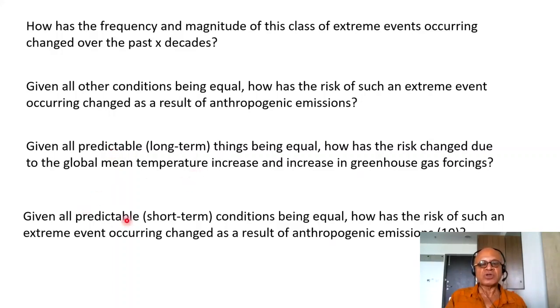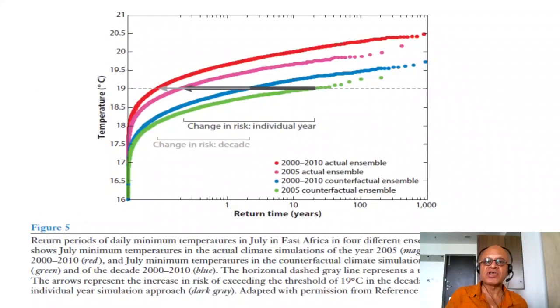The other way is to make short-term predictions and look at the question, given all predictable short-term conditions being equal, how has the risk of such an extreme event occurring changed as a result of anthropogenic emissions? Okay, so just the point is that this is a reference 10 from the paper. Each one has a reference, but somehow I didn't delete this one. Anyway, the question that is being answered depends on how the modeling framework is set up and how the attribution is framed. So you can look at the example here.